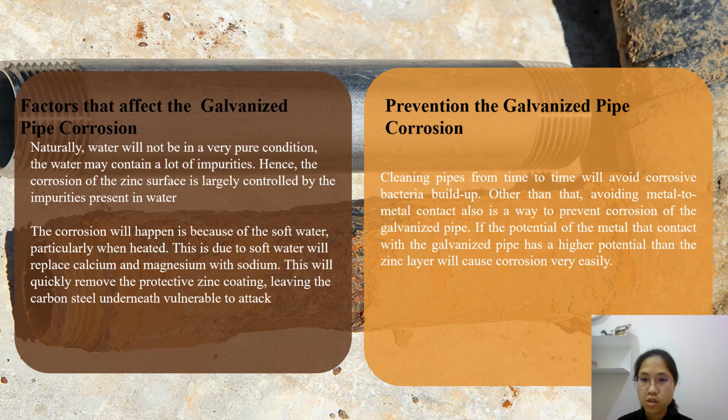So, what is the prevention of galvanized pipe corrosion? We can clean pipes from time to time to avoid corrosive bacteria buildup. Other than that, avoiding metal-to-metal contact is also a way to prevent corrosion of the galvanized pipe. If the metal in contact with the galvanized pipe has a higher potential than the zinc layer, it will cause corrosion very easily.